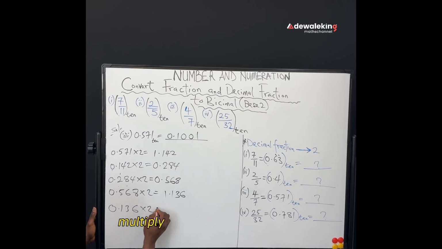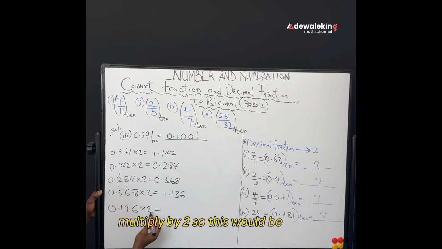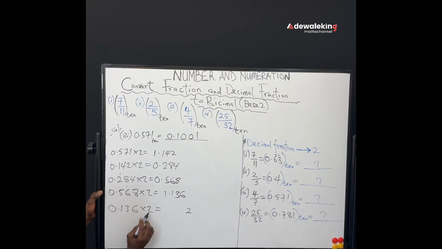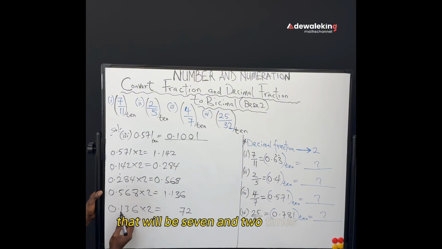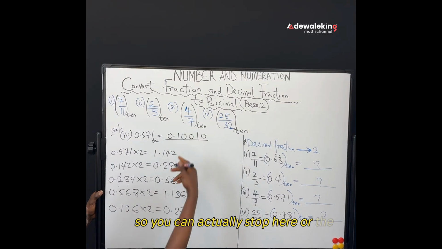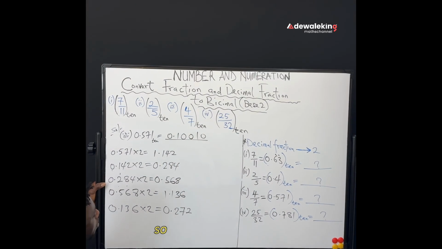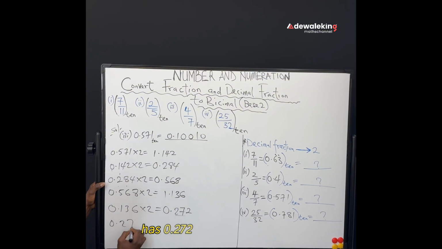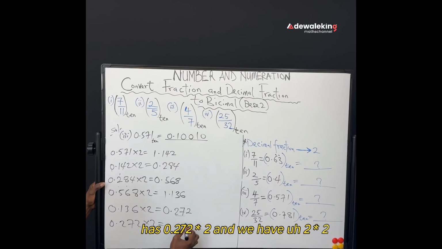And you take this as 0.136 multiplied by 2. So this will be 2 times 6, that is 12. You write 2, you carry 1. 2 times 3 is 6 plus 1, that will be 7. And 2 times 1 is 2, and that will be 0. So you can actually stop here, or the number can continue indefinitely. So this can be taken again as 0.272 times 2, and we have 2 times 2, you have 4.